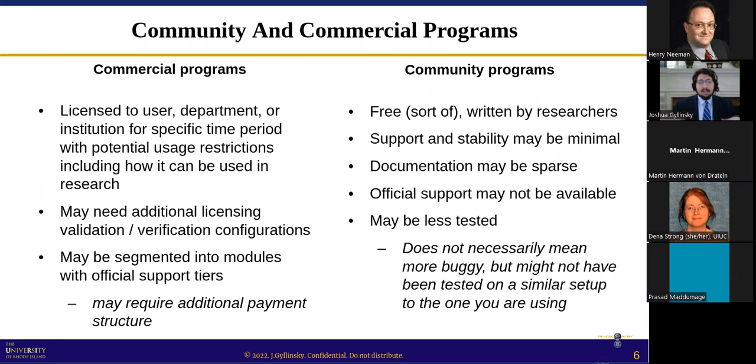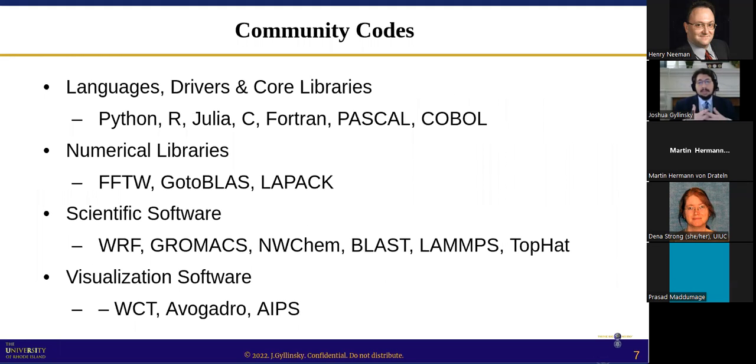And they often are segmented into modules for the commercial, with varying levels of support at the various tiers. For community codes, they tend to be written by researchers for researchers with support and stability of varying levels. Now, this doesn't necessarily mean that they're buggy, but it might mean that they're not tested for your platform. This is also something to be aware of. And many larger programs now offer both a professional version as well as a community edition. So you might need to be aware of that as well.